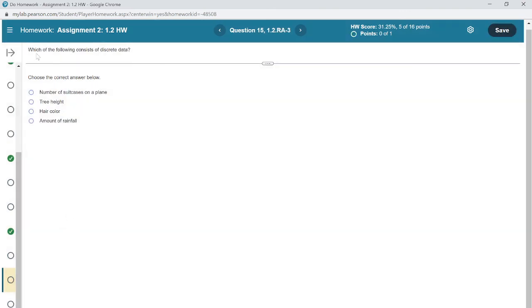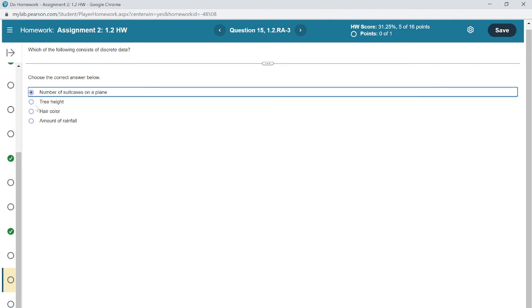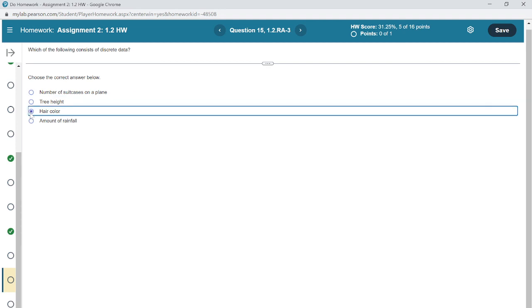So one last question, which of the following consists of discrete data? Discrete means it should be finite. So the number of suitcases on a plane, it's finite. Choose the correct answer below. Tree height, it's not finite. Hair color. Which of the following consists of discrete data? Amount of rainfall.